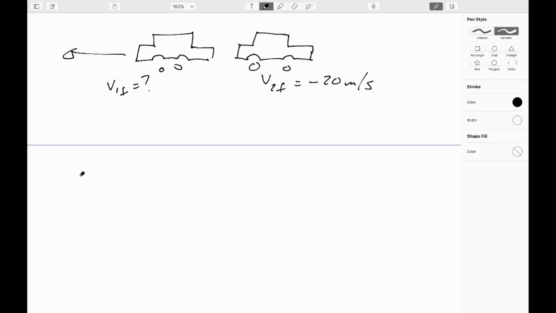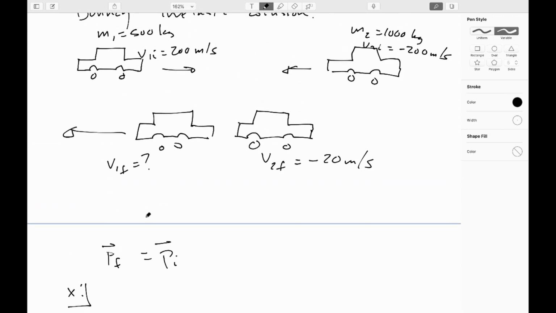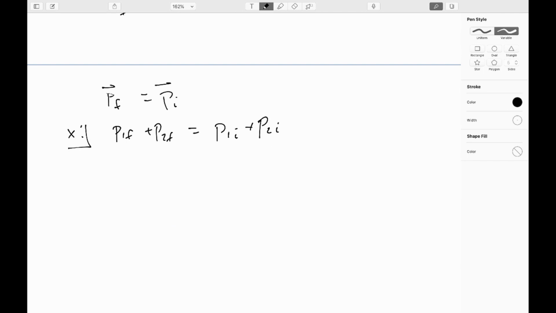Sorry, in x. So we can say P final equals P initial. For this is our total momentum. Take the x component. That will be, oops, forgot to draw that car going to the left there. P final will be equal to P1 final plus P2 final, all acting along x. I'm not going to bother writing the sub x anymore. This will be P1 initial plus P2 initial.